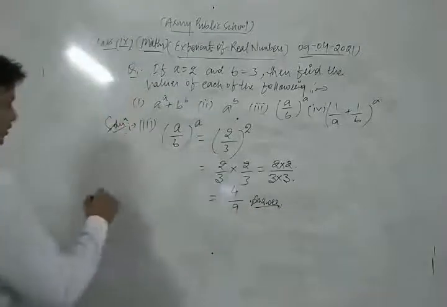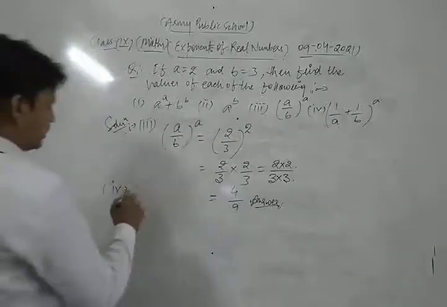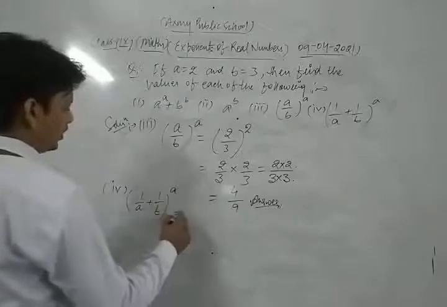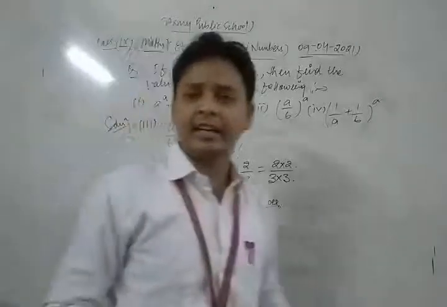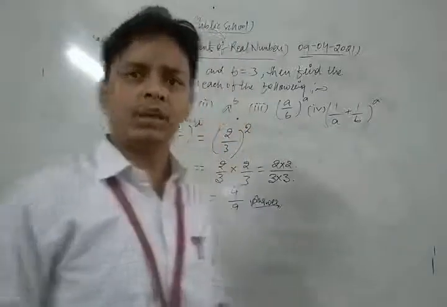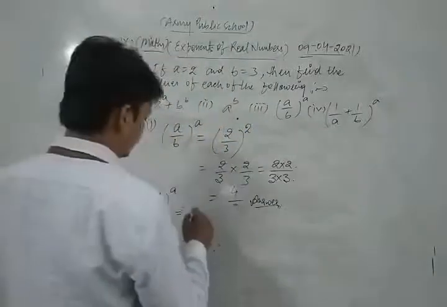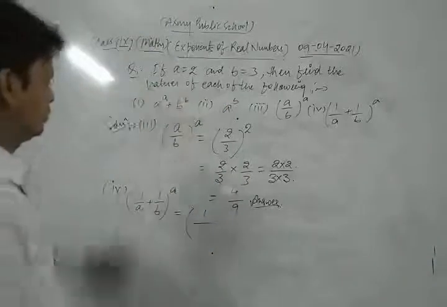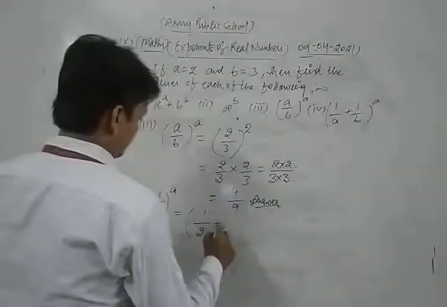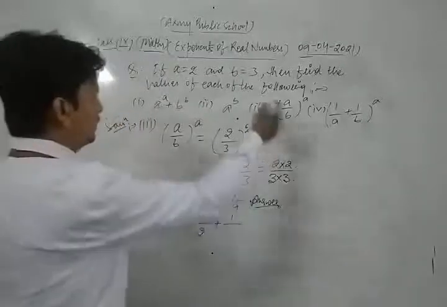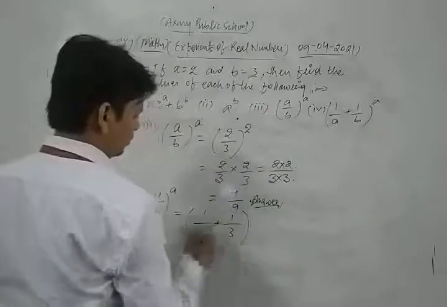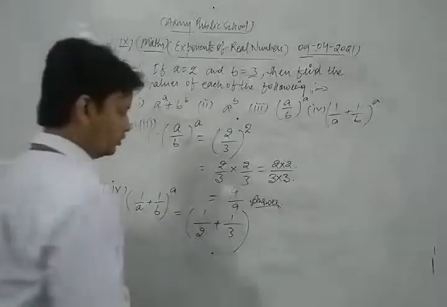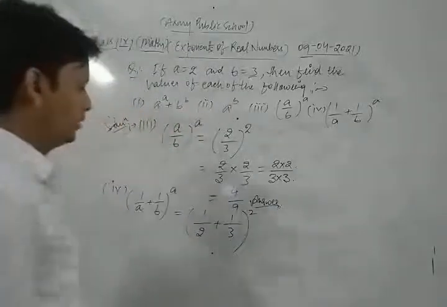Now similarly we take and solve the fourth part of this question, and the fourth part is 1 upon a plus 1 upon b, to the power a. Now we put the values of a and b in this expression. The value of a is 2, so we have 1 upon 2 plus 1 upon 3, to the whole power a. The value of a is 2, so here we write 2. Okay, now we just simplify them.